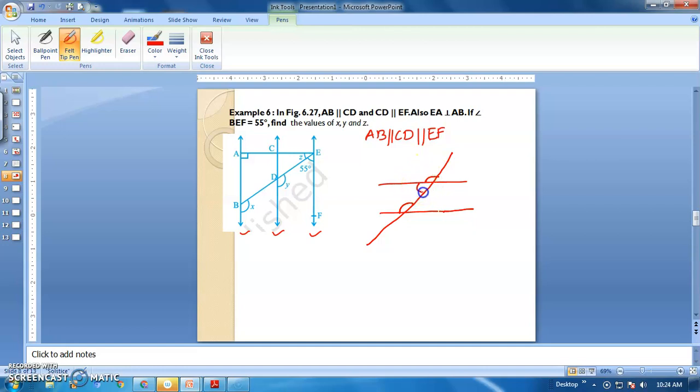And also these two angles are the same. They lie below the line and on the same side of the transversal. So these angles are also corresponding angles. Similarly, this angle and this angle are the same. They lie above the line and on the same side of the transversal, so they are also called corresponding angles.